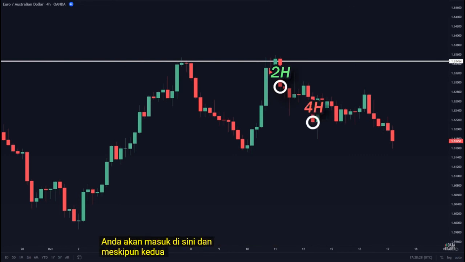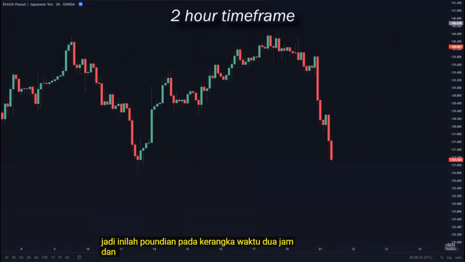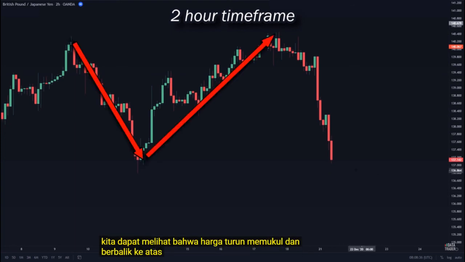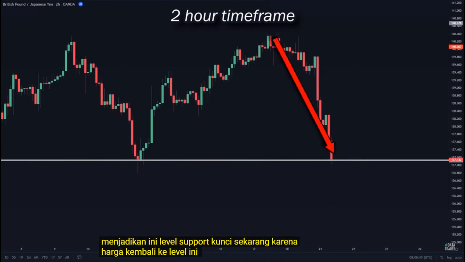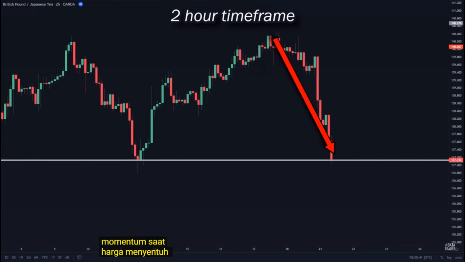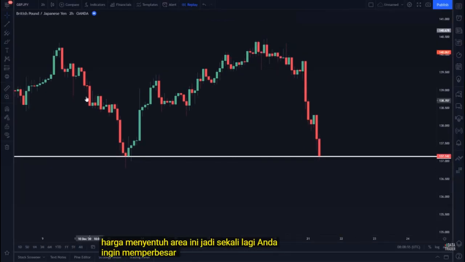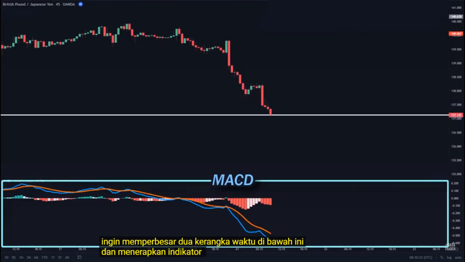And even though both trades ended up being profitable, the smaller time frame crossover still gave us an earlier entry signal. So let's look at the strategy one more time. So here's the pound yen on the 2-hour time frame, and over to the left, we can see that prices went down, hit and reverses upwards, making this a key support level. Now, as prices went back to this level again, we want to confirm that there's actual upwards momentum as price touches this area. So again, you want to zoom in 2 time frames below and apply the MACD indicator.